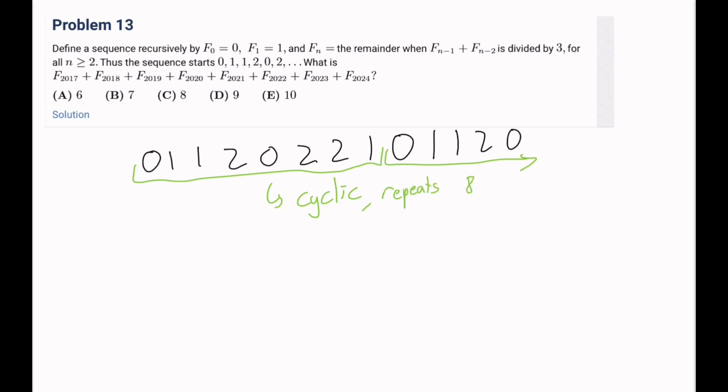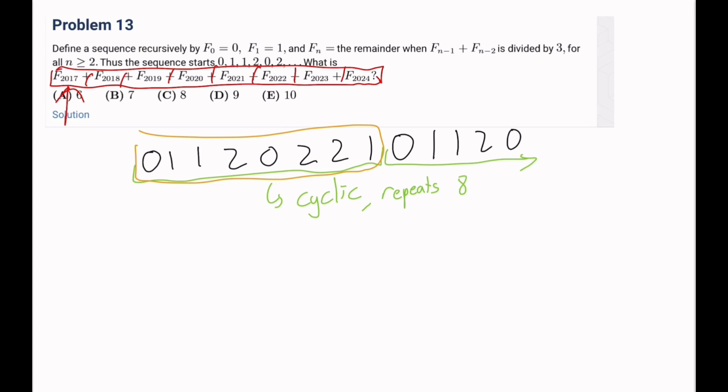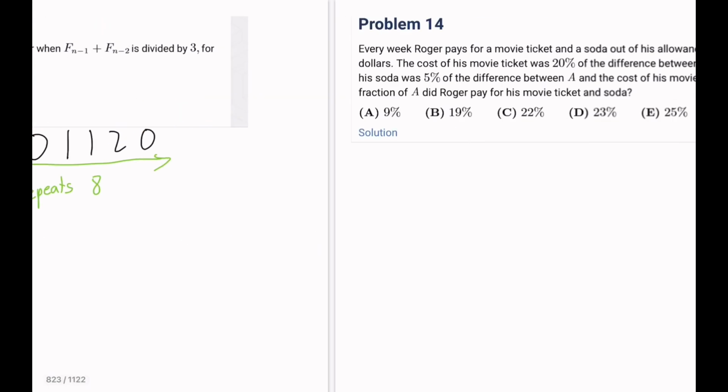And it repeats every 8 terms, right? Luckily this is asking us for F 2017 all the way to F 2024, and that is exactly 8 terms. And so no matter which location F 2017 starts at, that doesn't matter because it's the sum of 8 consecutive F values. So the sum will equal 0 plus 1 plus 1 plus 2 plus 0 plus 2 plus 2 plus 1. And so this sum equals 4 plus 5, which is 9, and so the answer is 9. It's D.